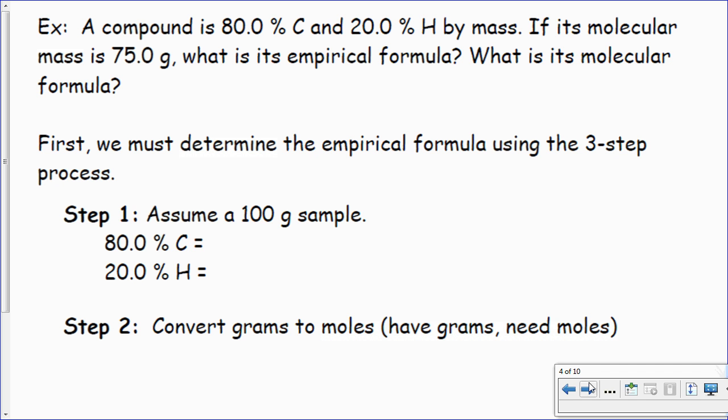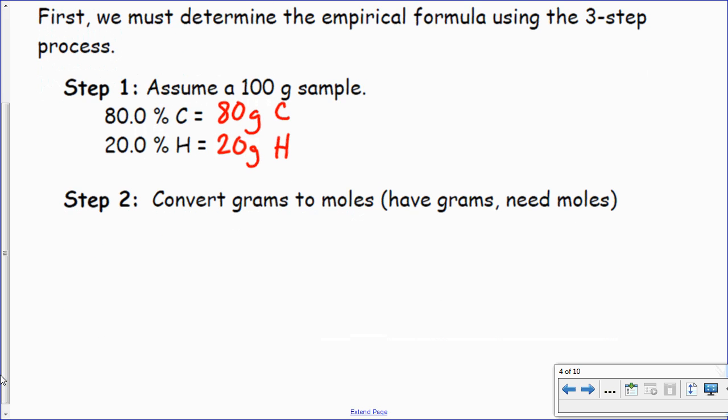So here we go with that. We're going to need a periodic table in order to do it. For 80% carbon, we're going to convert that, so we're going to say 80 grams carbon, a simple conversion. 20% hydrogen, we're going to say 20 grams hydrogen. For step 2, remember we take our grams and get into moles.